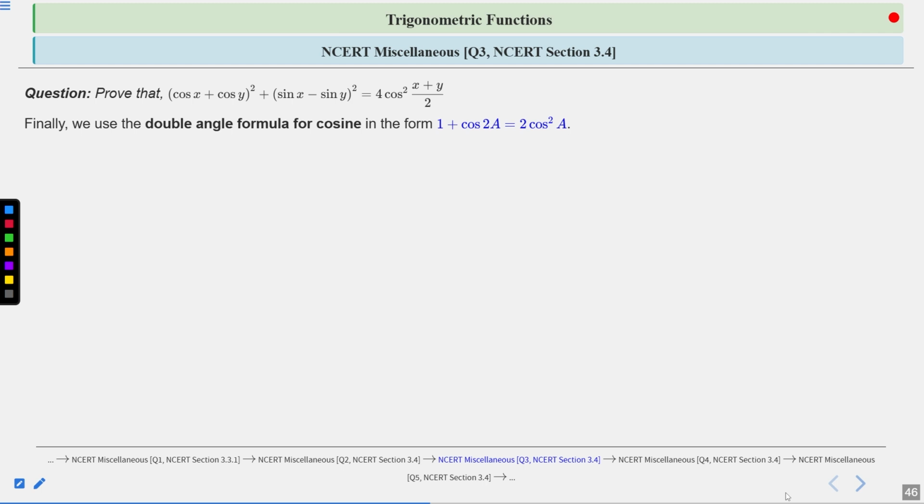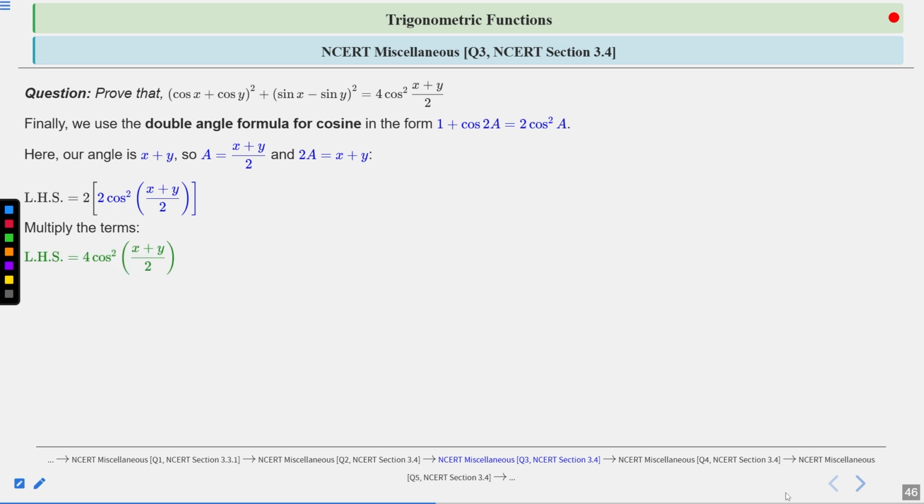Finally, we use the double angle formula for cosine in the form 1 plus cos 2a is equal to 2 cos square a, right? Here our angle is x plus y. So a will be x plus y upon 2 and 2a will be x plus y, right? So LHS will be 2 times 2 cos square x plus y upon 2. Okay. Now multiplying the terms, we will get LHS equal to 4 cos square x plus y upon 2, right? This matches the right hand side RHS of the identity, thus proving it, okay?